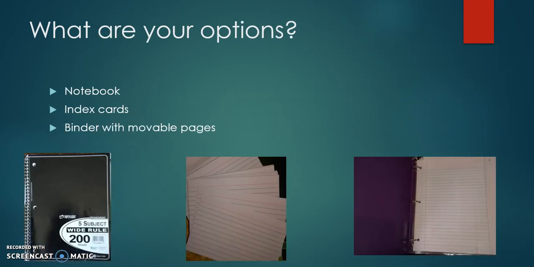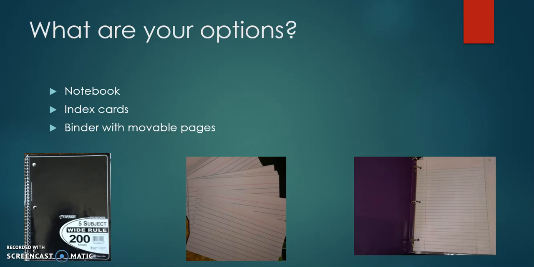Now, what are your options? I know we call it a vocabulary notebook, but it doesn't actually have to be a notebook. It could be a notebook, or you could use index cards, or a binder with movable pages. Now, having an actual notebook is good because you keep everything in one place. Nice and neat and tidy and easy to carry with you. Index cards are also easy to carry with you, but if you don't have some kind of order, it can get pretty messy or you might lose some of them.